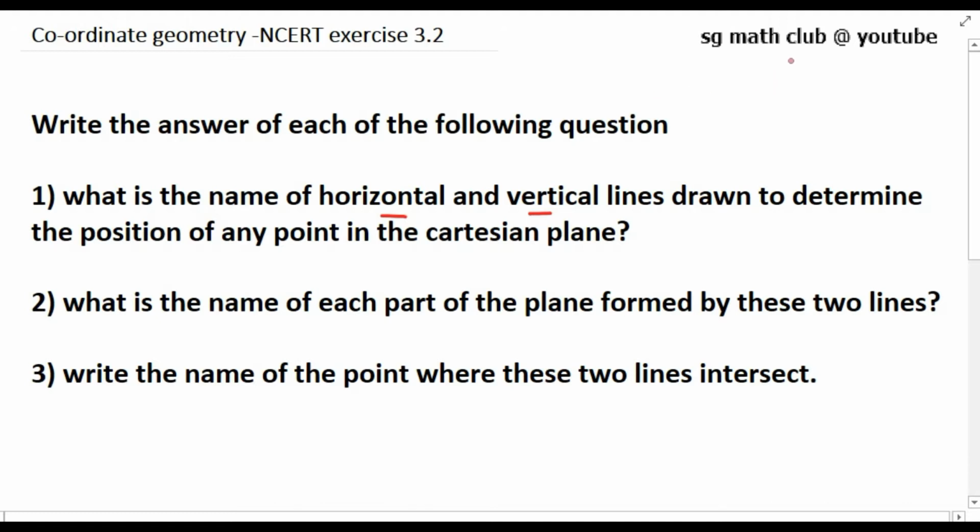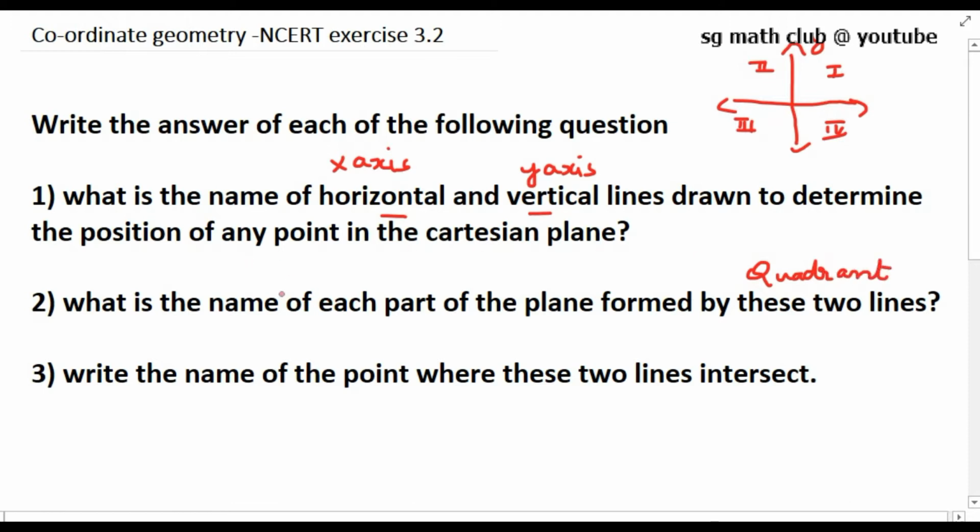You know a Cartesian plane can be divided into 4 parts by using 2 lines, and the horizontal line is called the x-axis and the vertical line is called the y-axis. So the name of the horizontal line is x-axis and the name of the vertical line is y-axis. Now the next question, what is the name of each part of the plane formed by these 2 lines? The Cartesian plane will be divided into 4 parts like this: first part, second part, third part and fourth part, and each part is called a quadrant.